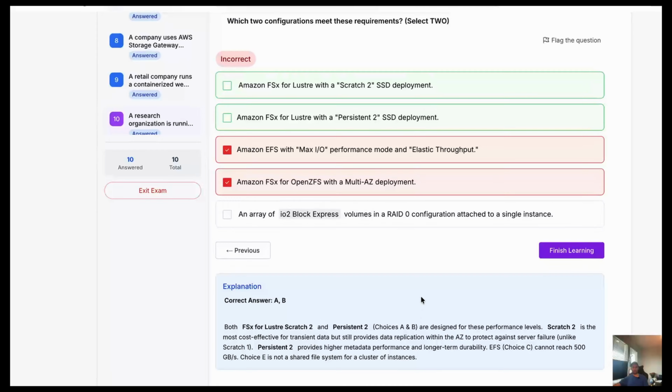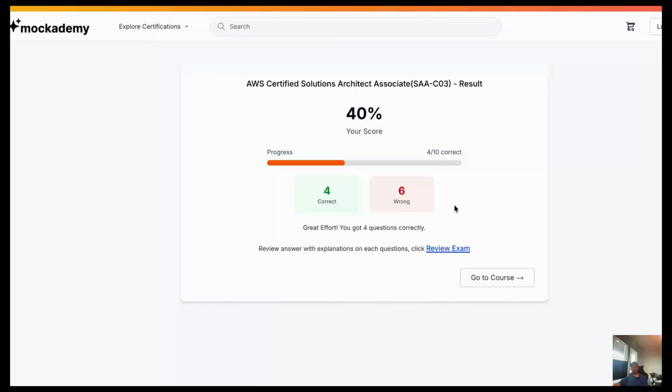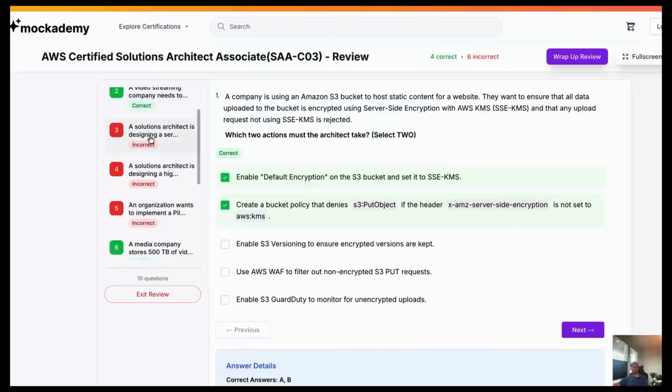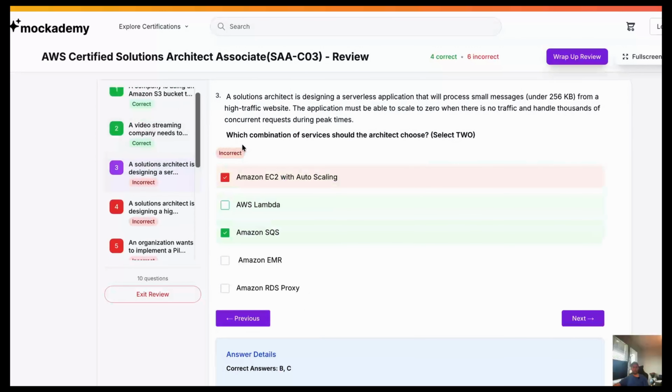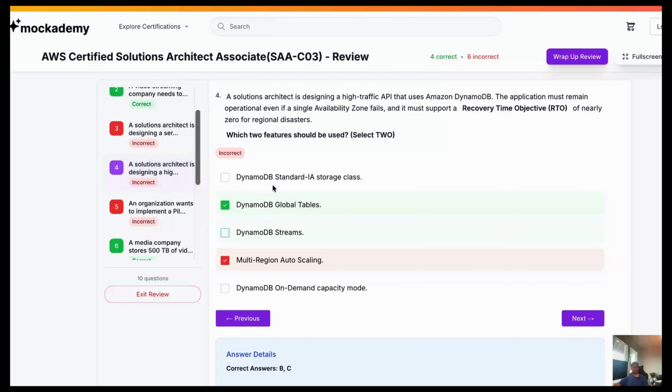So with this, our exam has completed. Let's see the result. I got 40%. We can review the exam. Basically, I got this answer wrong, where the right answer was AWS Lambda, which can scale instantaneously to accommodate a large number of requests. Question number 4.